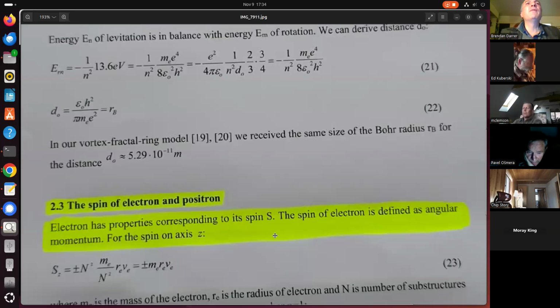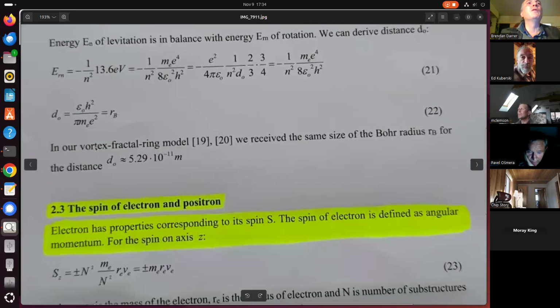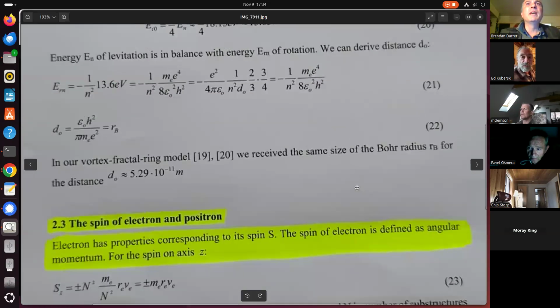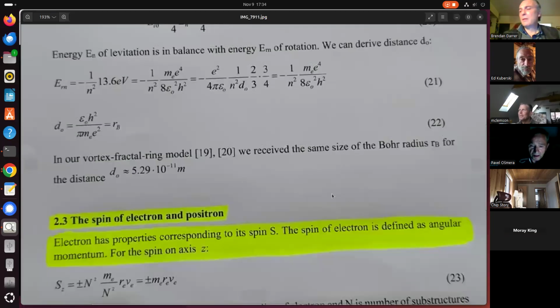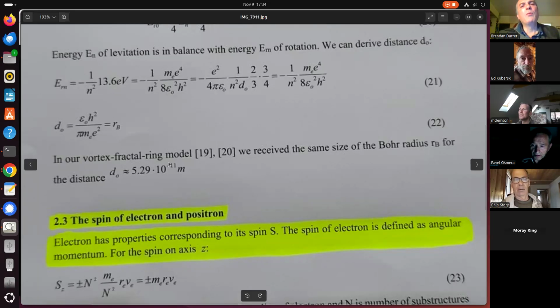So Pavel, you're saying that for your vortex fractal ring model, you receive the same size as the Bohr radius. So your model predicted something that was already known in conventional physics independently. Yes, it is possible because these structures are fractals, and these fractals are the reason why we receive the same result as the Bohr radius.